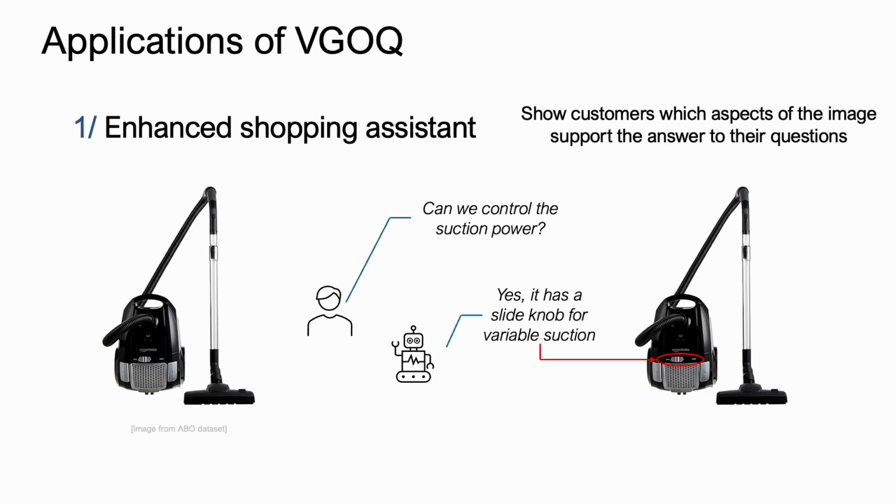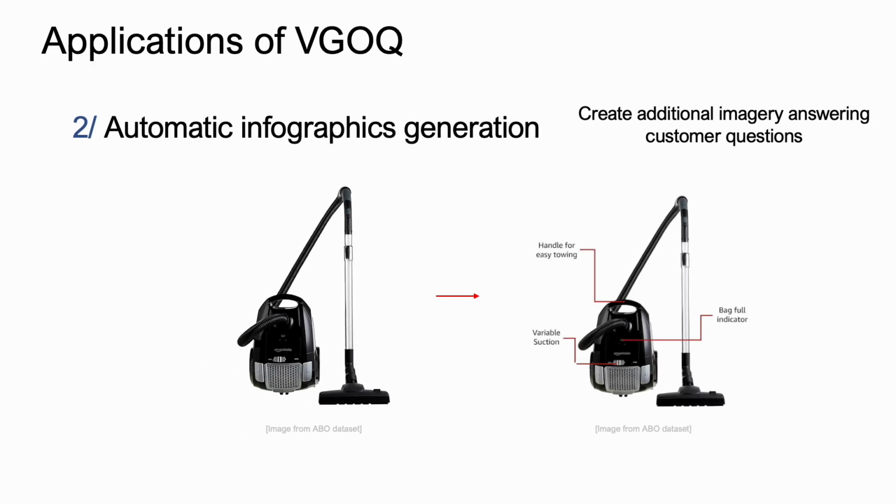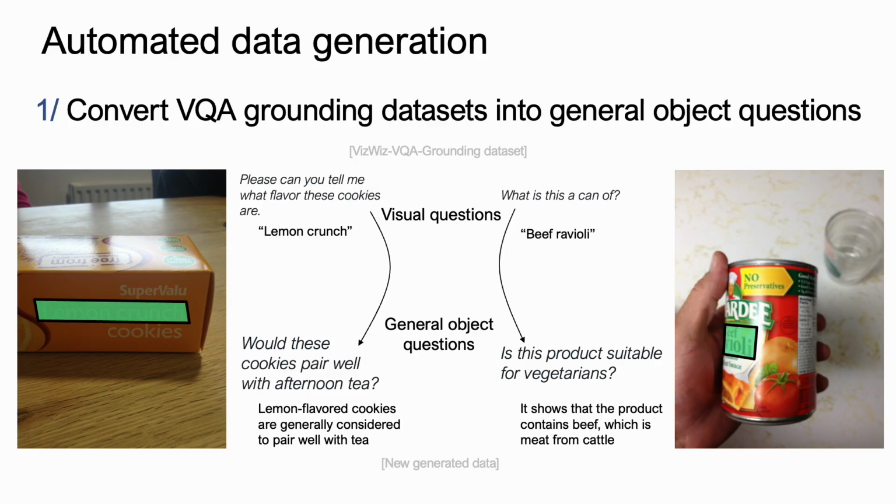Visual grounding for object questions has many applications, particularly in the domain of e-commerce stores. One possible application is to enhance shopping assistants so that they can output visual context that support the answer they provide. A second possible application could be to identify when the product images lack visual information needed to answer common customer questions, and then create additional infographic imagery showing visual information extracted from the product listing.